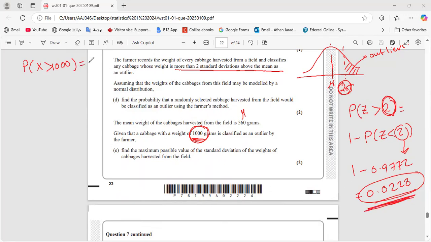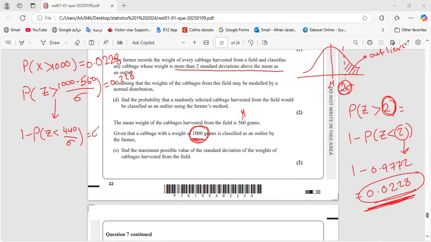So the probability is 0.0228. The probability that Z is greater than (1,000 minus mu, which is 560) divided by the standard deviation equals 0.0228. I need it to be less than, so it's 1 minus the probability of Z less than (1,000 minus 560), which equals 440 over sigma, equals 0.0228. This one also 0.0228.